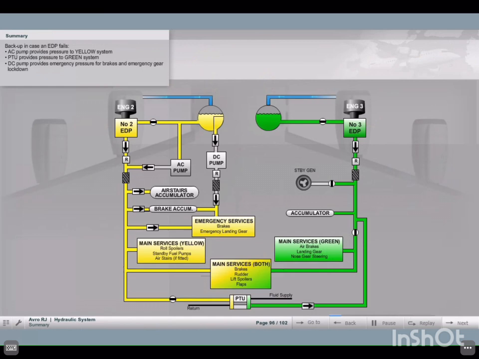Backup is provided in case an EDP should fail. The AC pump provides pressure to the yellow system. The PTU provides pressure to the green system. The DC pump provides pressure for brakes and emergency gear lockdown.